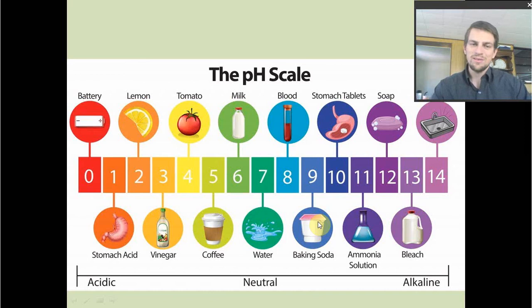That's interesting. I think it's kind of interesting to think about mixing baking soda and vinegar. You're actually mixing an acid and a base together. So that's kind of fun.